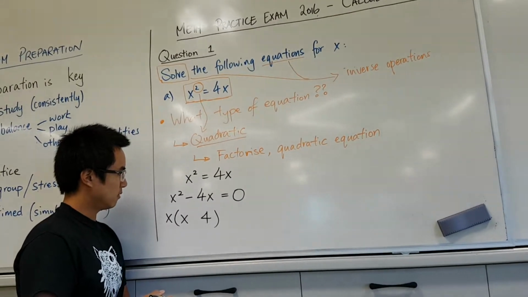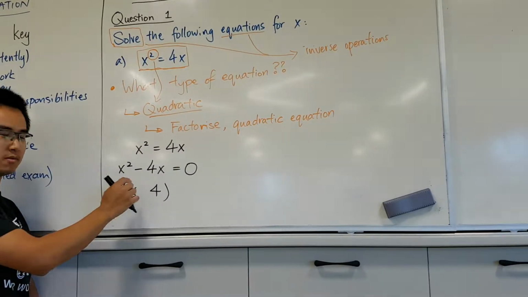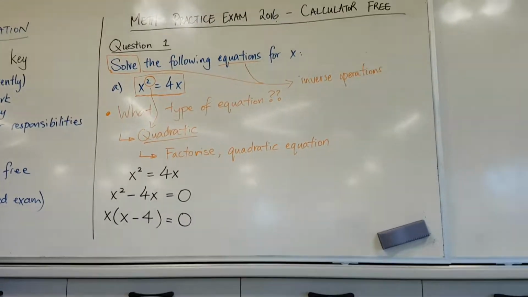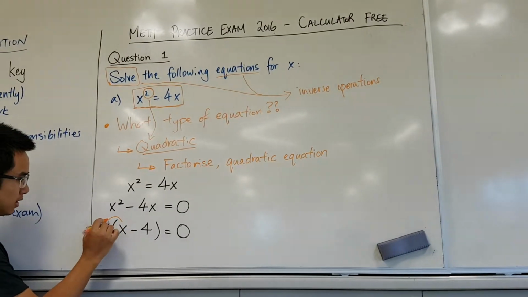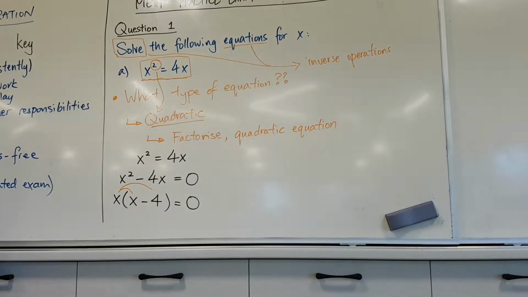It's a 50-50 chance. Come on, Janine. It's not a 50-50 chance, it's a definite thing. Look at the negative. Of course. Yeah, the negative, because when you re-expand this, it's going to be x squared minus 4x. That's how you check factorizations.